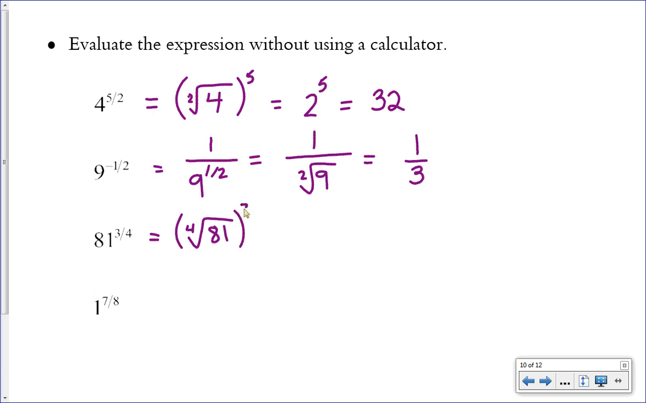Here's an example where it's certainly easier to do the root first and then raise it to the third power. Do not try to raise 81 to the third power and then do a root without a calculator. The fourth root of 81 is 3, and 3 to the third power is 27. And 1 is pretty easy because any root of 1 is 1, and then raising it to any power is 1. 1 is great that way.